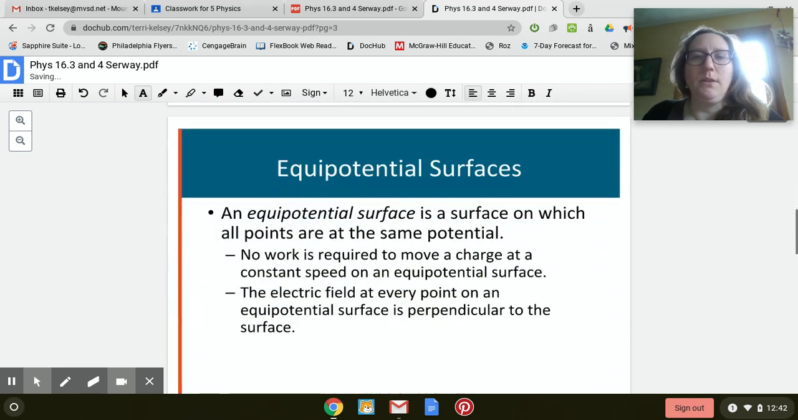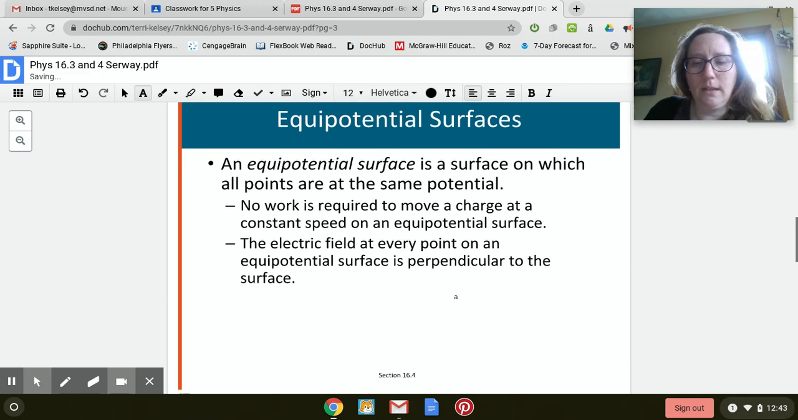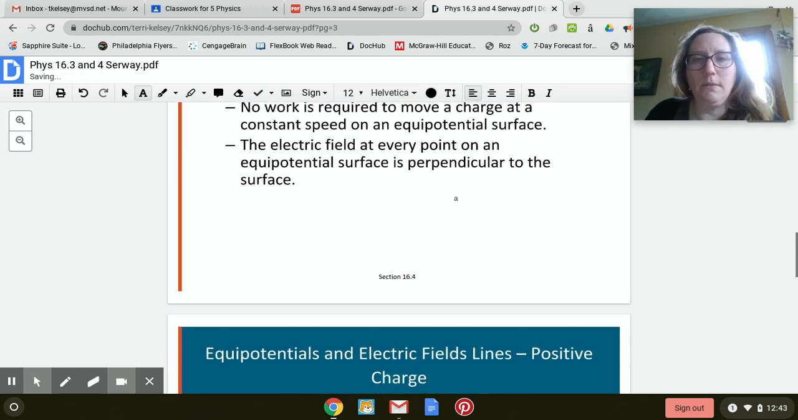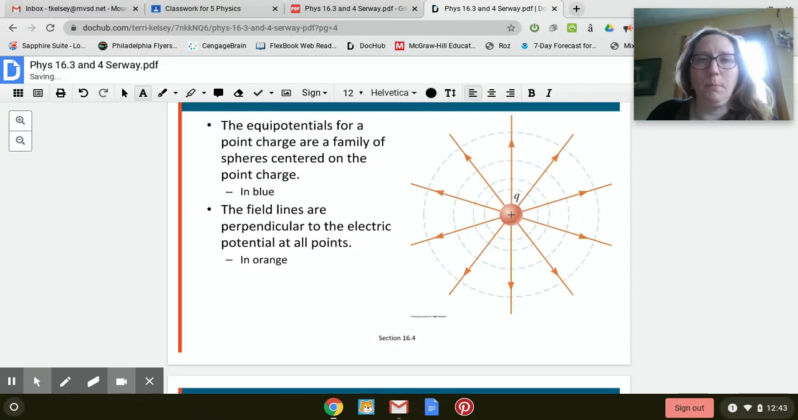All right, so then we have these equipotential surfaces. An equipotential surface is where every place on that line or on that surface has the same electric potential. And like I said, if you draw field lines and connect them so that the lines are perpendicular to each other, those lines connect sort of like a topographic map, places of equal potential.